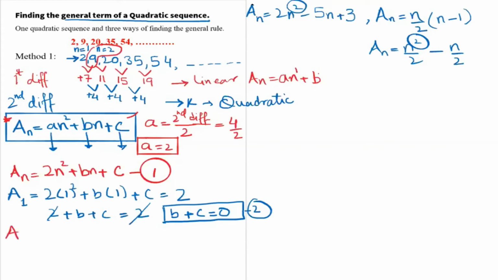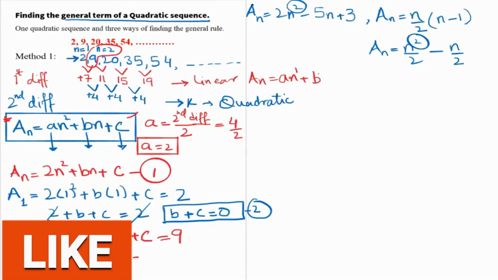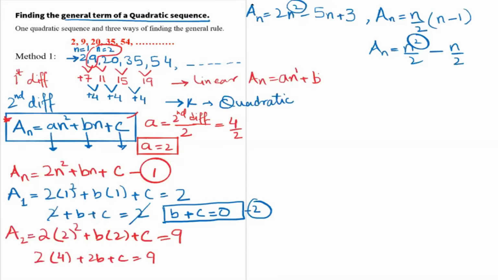I'll replace n by 2 everywhere in the general formula. We have 2 squared plus b times 2 plus c. And we know that when n equals 2, the term is 9. So we have 2 times 4 plus 2b plus c equals 9. And this results in 2b plus c equals 1. Let's call it equation number 3.